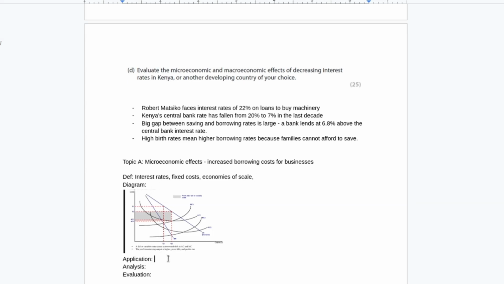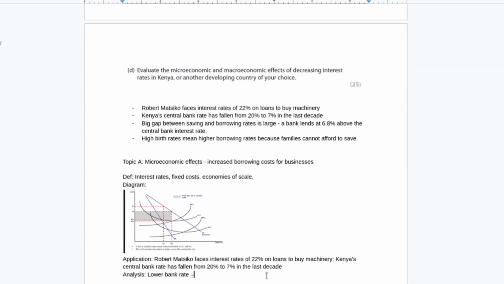For the application, I'm probably going to go with this first piece about the 22% cost of a business loan for Robert Matsiko. I also might include the piece about Kenya's bank rate falling from 20% to 7% in the last decade, because you want to almost lead with that somewhere in your essay, maybe in the very introduction, just to highlight that that's the main trend that we're looking at.